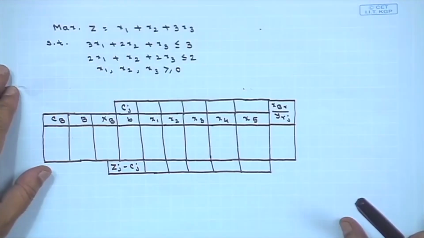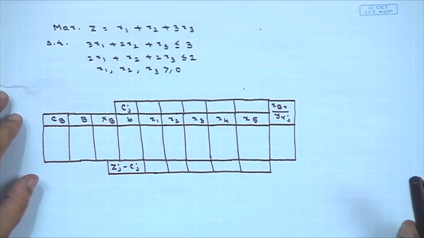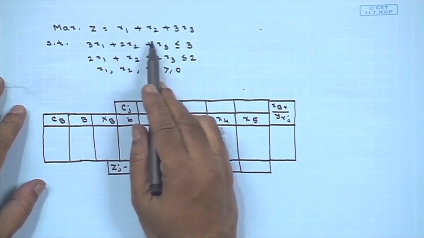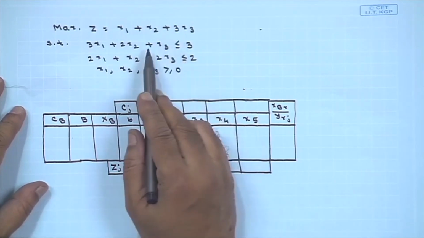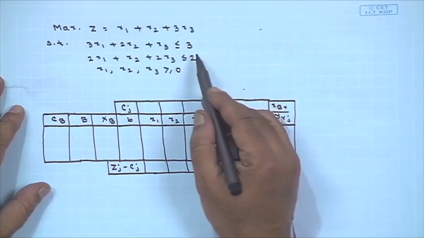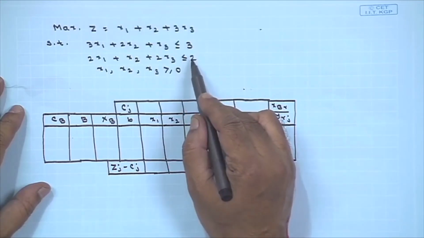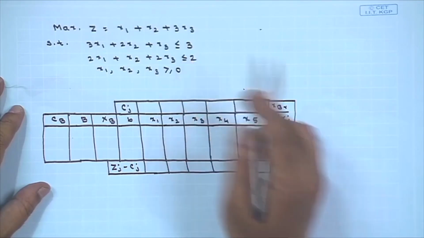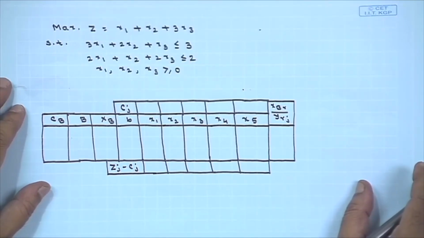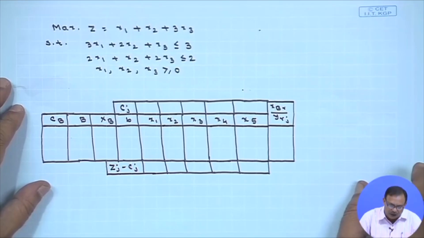So, now let us start with one more example for illustrating the simplex algorithm. Suppose you have a function like this: maximize z equals x1 plus x2 plus 3x3 subject to these two constraints. Again, the constraints are of less than or equal to type, which means I have to introduce slack variables to make them equalities.